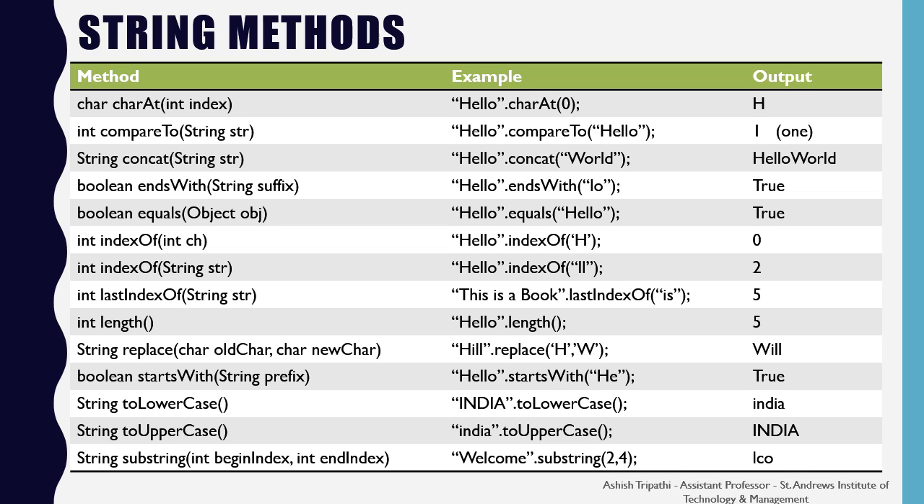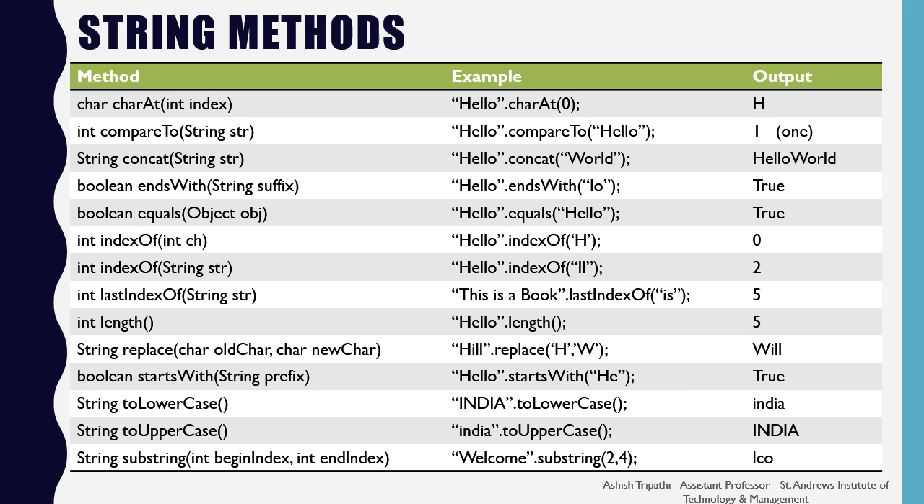The next method is replace. It takes two arguments, where the first argument is the old character which is to be replaced, and the second argument is the new character which is the replacing character. So in the string "hill".replace('h','w'), the h character will be replaced by w and it will become "will". The next method is startsWith. It takes a prefix as a string argument and checks whether the calling string begins with that prefix or not. If it does, then it returns true, otherwise it returns false.